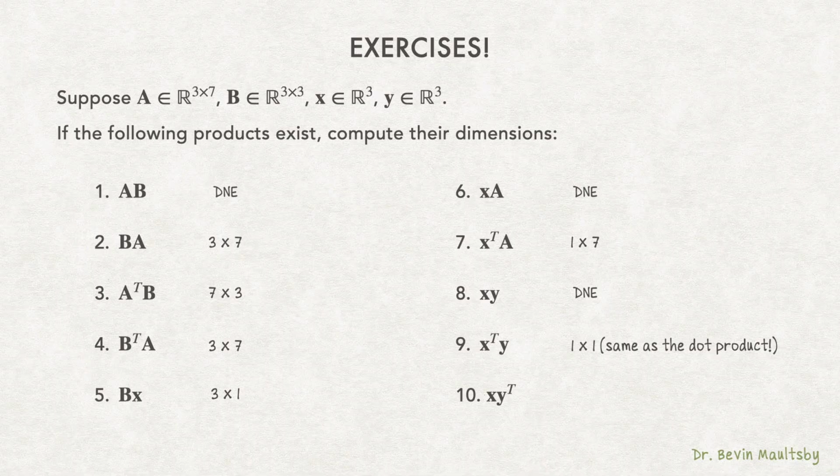What happens if we transpose Y instead? X is 3 by 1, Y transpose is 1 by 3. This will actually produce a 3 by 3 matrix. Let's talk about exercises 3 and 4 a little more.